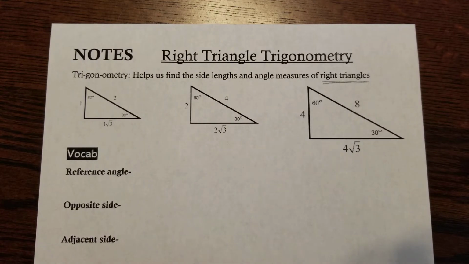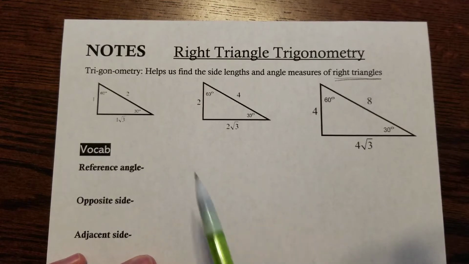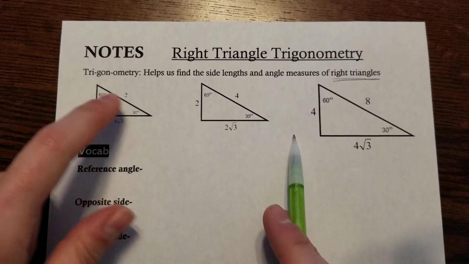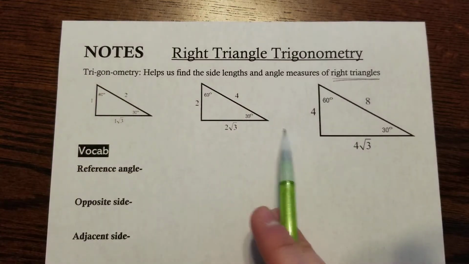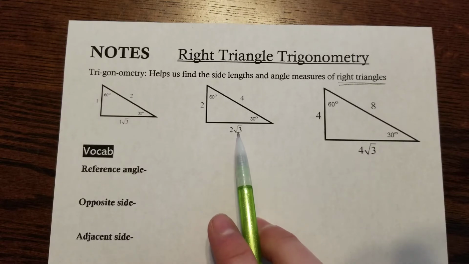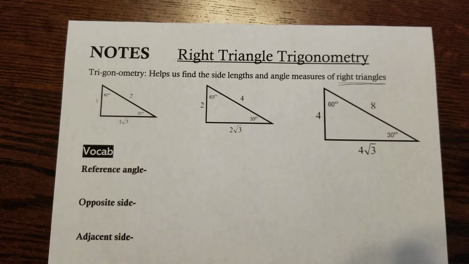Before we jump into totally new stuff, I want to connect it to stuff that we already know and have connections with. So we are looking at right now some 30, 60, 90 triangles. So if you remember, all 30, 60, 90 triangles are similar, and you might recognize these patterns of sides. So we've got our short leg, our long leg, which is short leg root 3, and then our hypotenuse, which is short leg times 2. Okay, we're going to look at a couple ratios here.